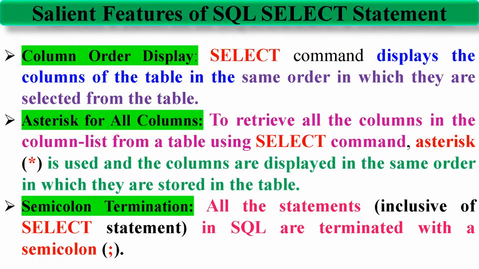Let's see salient features of SQL select statement. Column order display: select command displays the columns of the table in the same order in which they are selected from the table. Asterisk for all columns: to retrieve all the columns in the column list from a table using select command, the asterisk, star symbol, is used and the columns are displayed in the same order in which they are stored in the table. Semicolon termination: all the statements, inclusive of select statement, in SQL are terminated with a semicolon. Use of semicolon is dependent on the version in use.